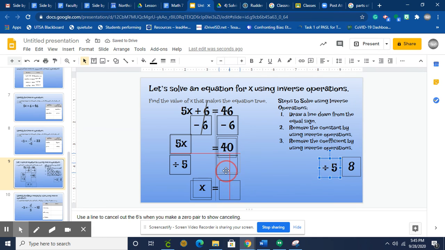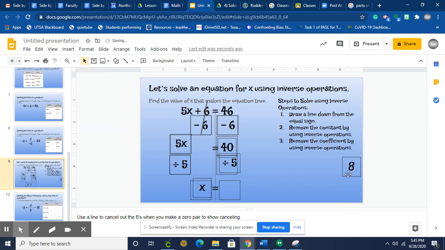Remember, whatever I do to one side, I have to do the other. And we know 40 divided by 5 gives me a value of 8. So my answer is x equals 8. So we can always check it. We could plug it in.